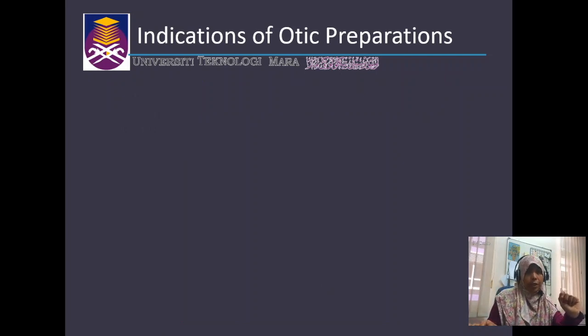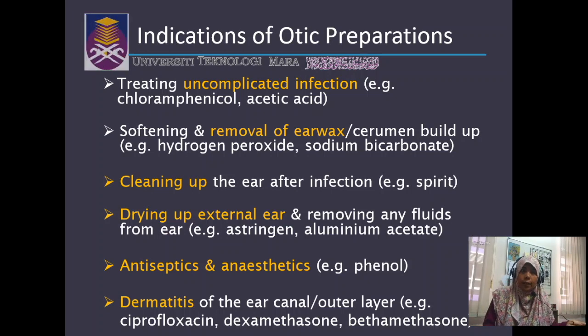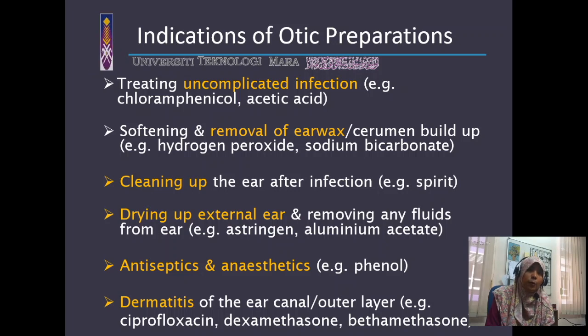Indications of otic preparation. Otic preparations are usually used to treat, first, uncomplicated infection, for example using chloramphenicol or acetic acid. The second one, softening and removal of earwax or cerumen build-up, for example using hydrogen peroxide and sodium bicarbonate. Third, cleaning up the ear after infection, for example using spirit. Fourth, drying up the external ear and removing any fluid from the ear. Remember, when there is accumulation of fluid or water, it can cause infection. For example, we use astringent and aluminum acetate.